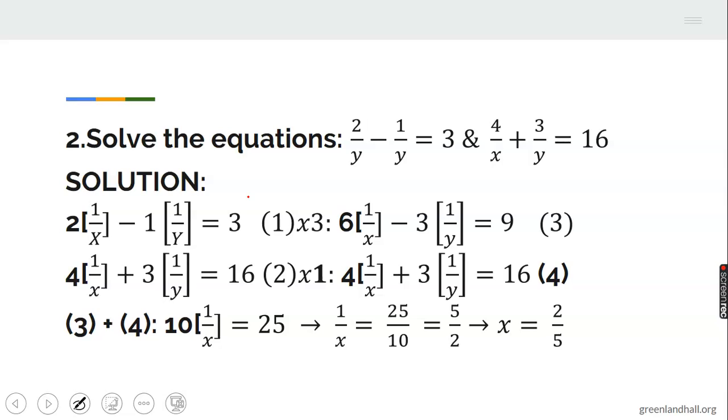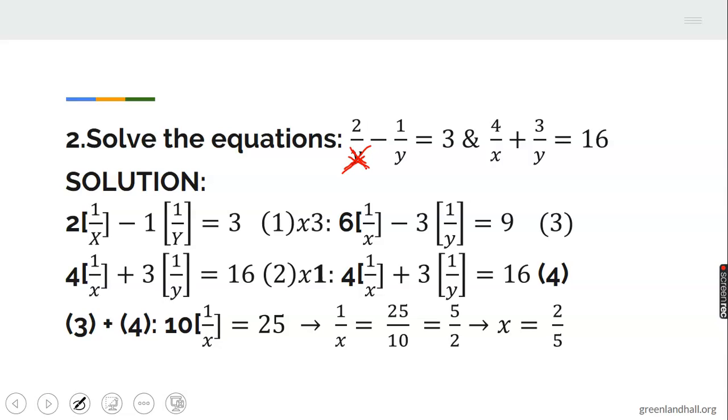Now I have these nonlinear equations. What we are looking for is at the denominator. This is x, and y, they are the denominators. So I will put 2 into 1 over x, then minus 1 into 1 over y equals 3. Similarly, this one will give me this. This will be my equation 2: 4 into 1 over x plus 3 into 1 over y.